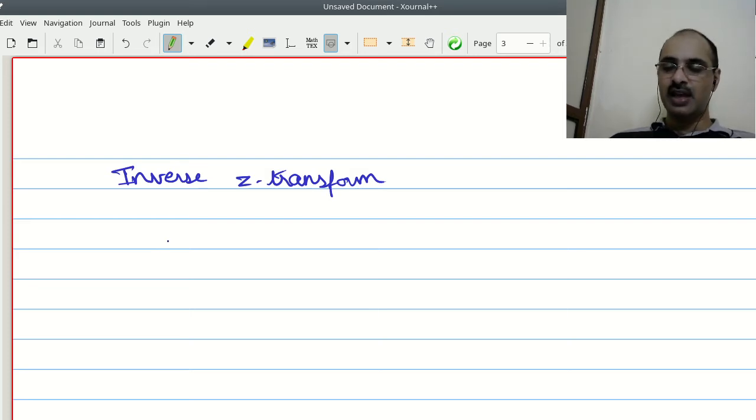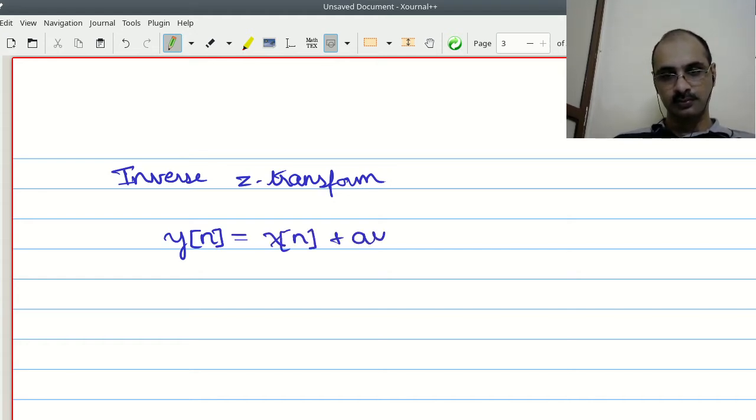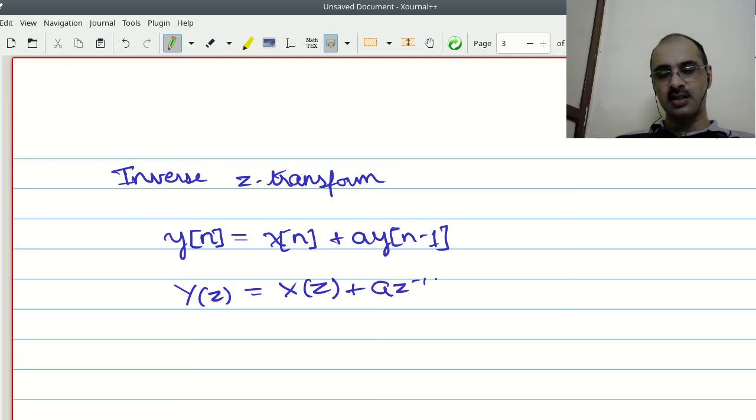For example, let's say we have a discrete time system which has this kind of relationship: y[n] is equal to x[n] plus a y[n minus 1]. This looks like a recursive realization. So if you take the Z transform, we will write this as Y(z) equals X(z) plus a z inverse Y(z). Now you can take this Y(z) to the other side and you will get Y(z) multiplied by 1 minus a z inverse is equal to X(z).